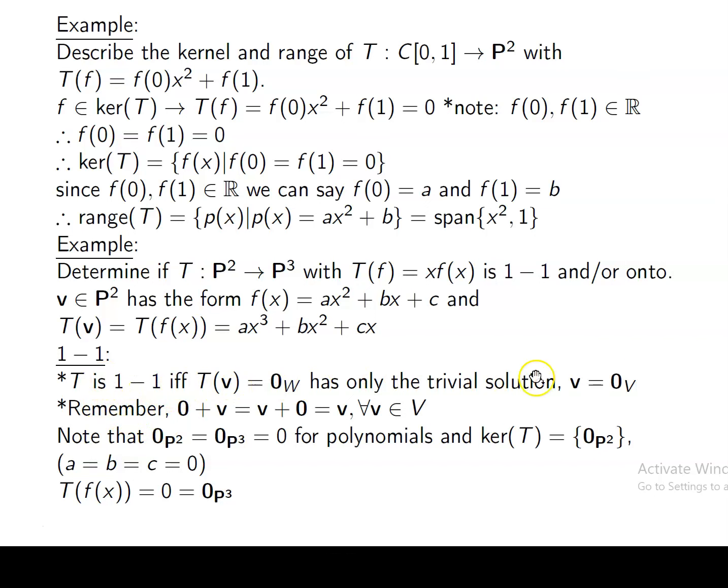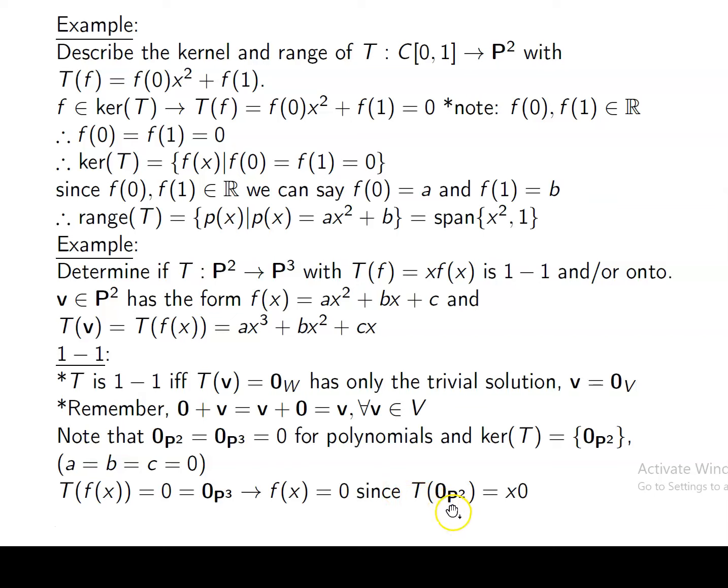So remember, we're showing this property, okay, that if I plug something in here and get out 0, which is the zero vector for W, in this case P3, implies that I had to have plugged in the zero vector in the first place, right? Because there's nothing else I can plug in here that looks like this to get out all zeros, right? So for ax squared plus bx plus c to be turned into this and get 0 out, the only way for that to work is if I have a and b and c being 0.